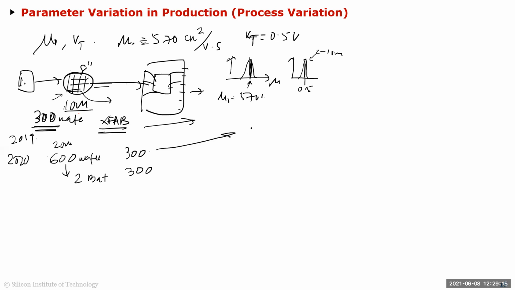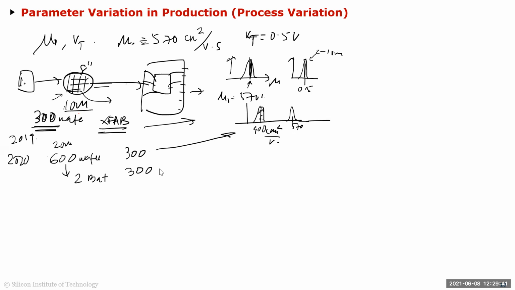I get 300, and suddenly I find out that the mu is actually all slower. So they're all like 400 centimeters square per volt second, right? One batch. So they still have some local variation, but they're not anywhere close to the 570 I got before. So the first batch in 2019, I was here. Now I'm here, 400, right?